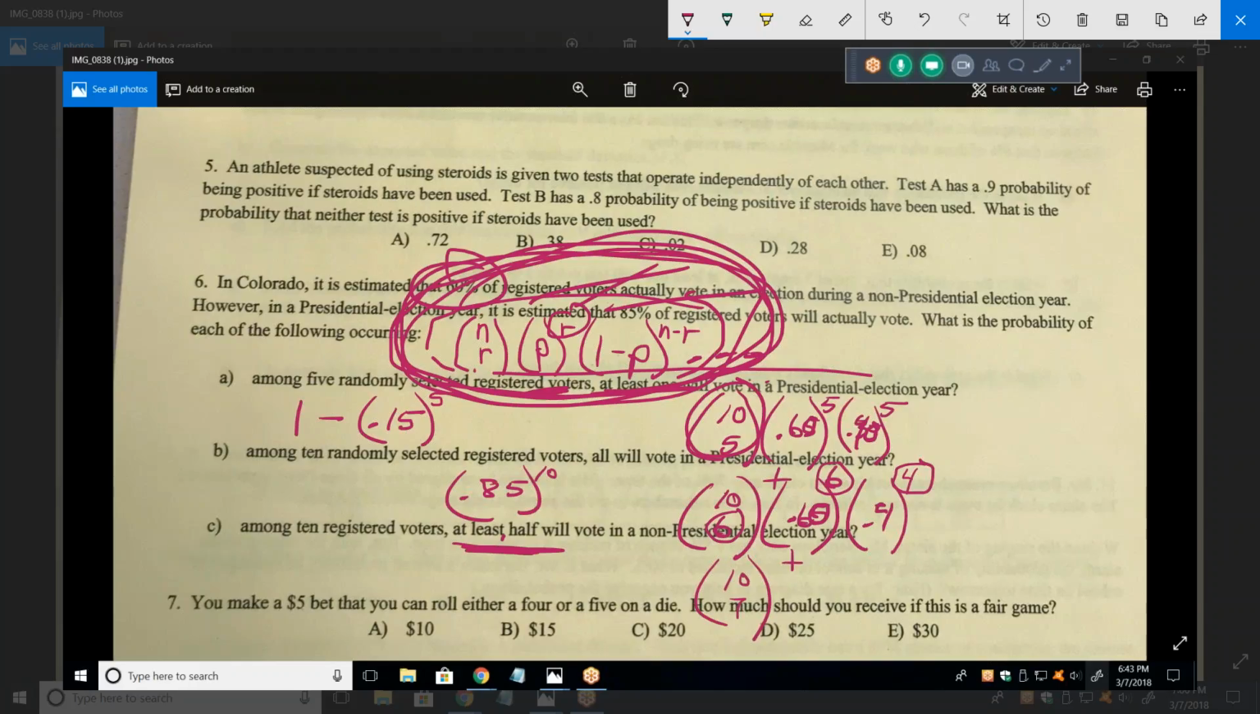Now that'll only give you one. When they give you questions with at least half, well, then you've got to consider 10-5, 10-6, all of them. If they'd said exactly 5, then your answer is going to be that. But they said exactly 5 or exactly 6 or exactly 7. So there's an or there.